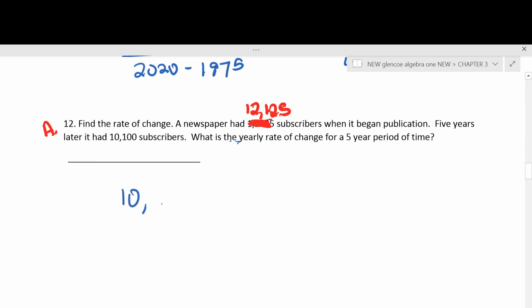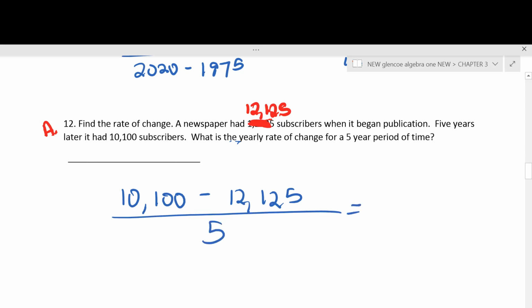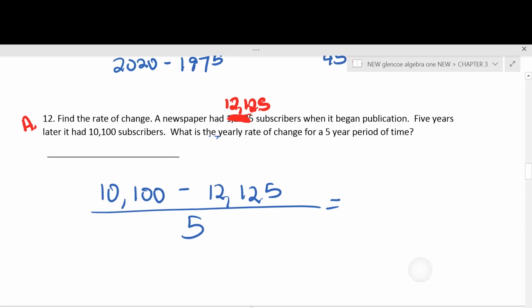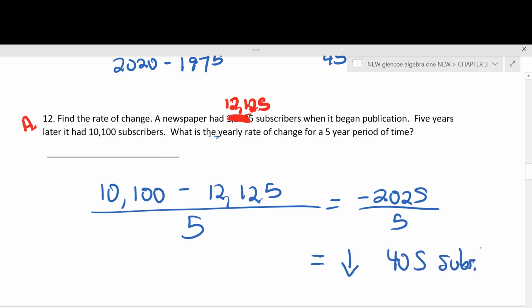So it would be 10,100 minus 12,125 divided by the change in time. They didn't give us 2 different years, but they told us that it was over a 5-year period, which gives me a negative 2,025 over 5, which is a decrease in 405 subscribers per year. It went down.